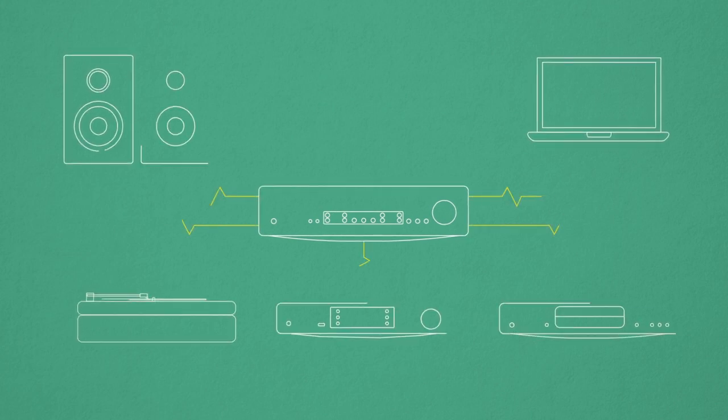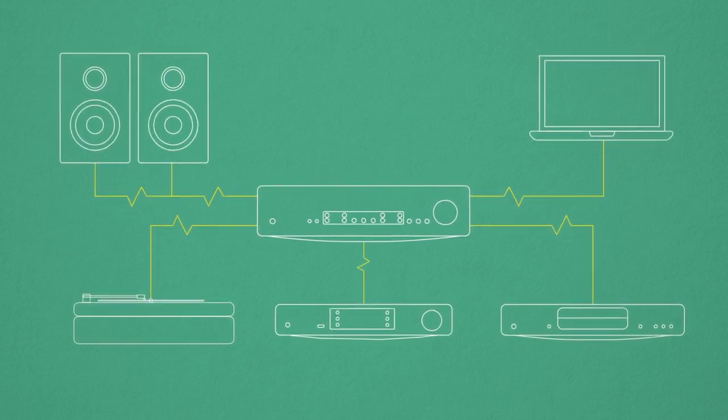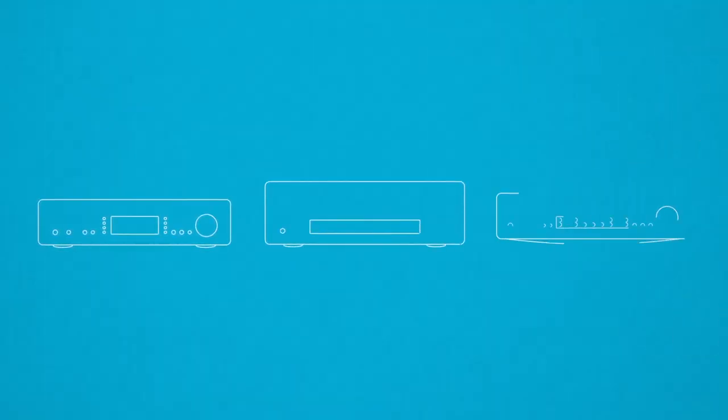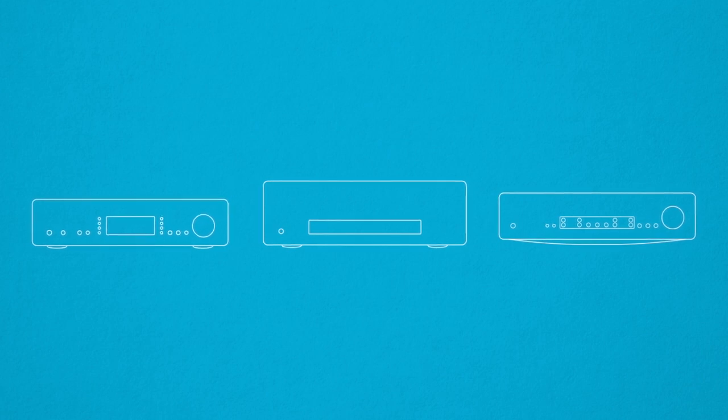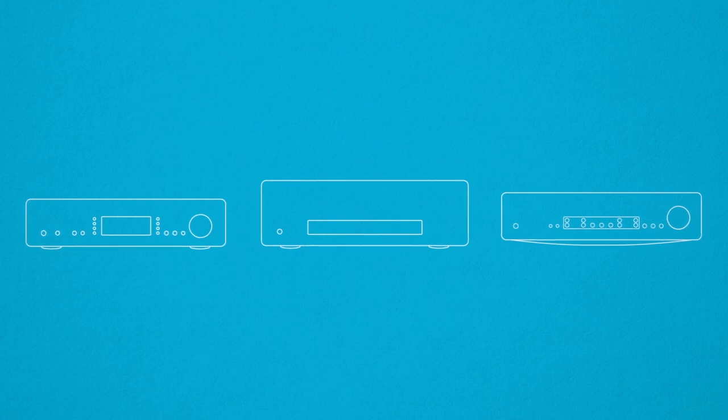All your other units and speakers will be connected to the amplifier, which will then power your music and let you control the volume. There are three different types of amplifiers you might come across. These are the preamplifier, power amplifier, and integrated amplifier.